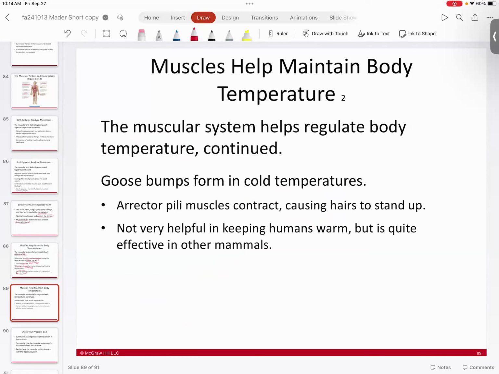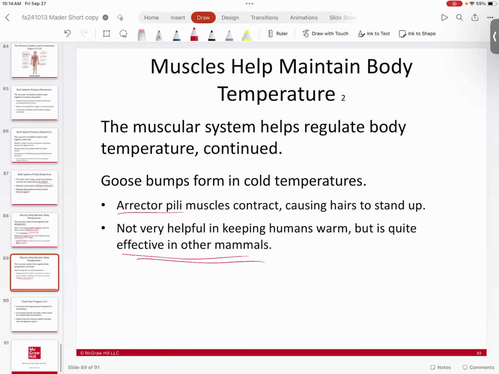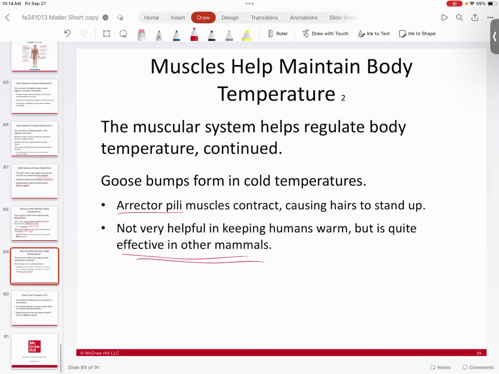And then, of course, goosebumps, which form in cold temperatures, are the function of the erector pili muscles that contract in your skin. This causes your hairs to stand up. Not very helpful in keeping us warm, but quite effective in other animals. They have thicker fur coats and can get a lot of air trapped in there and fluff up their coat, making them a little bit warmer. It's like putting an extra layer of heat on their body.